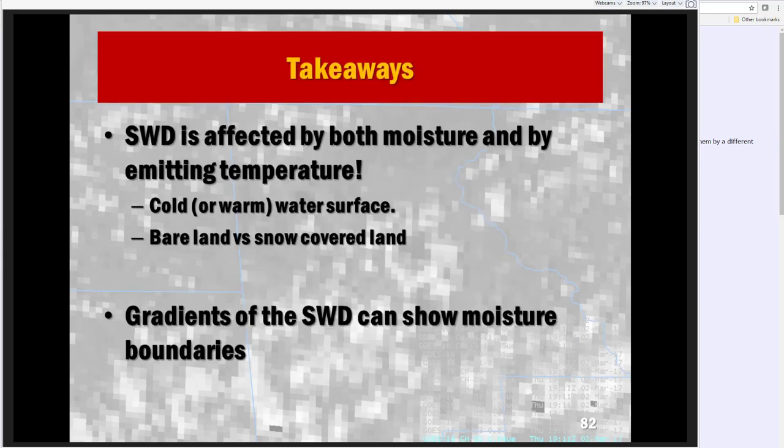So again, the split window difference is affected by both moisture and by the emitting temperature of the layer or surface you're looking at. And a couple things to be aware of, other than the inversion example that I showed you, is also be aware of whether you're looking over a cold or warm water surface. Yesterday I was looking at this channel over the Great Lakes, and the values were constantly near zero or below zero because the Great Lakes were much colder than the air above it. So the skin temperature was nearly the same as the air above it. So the temperature difference was near zero.